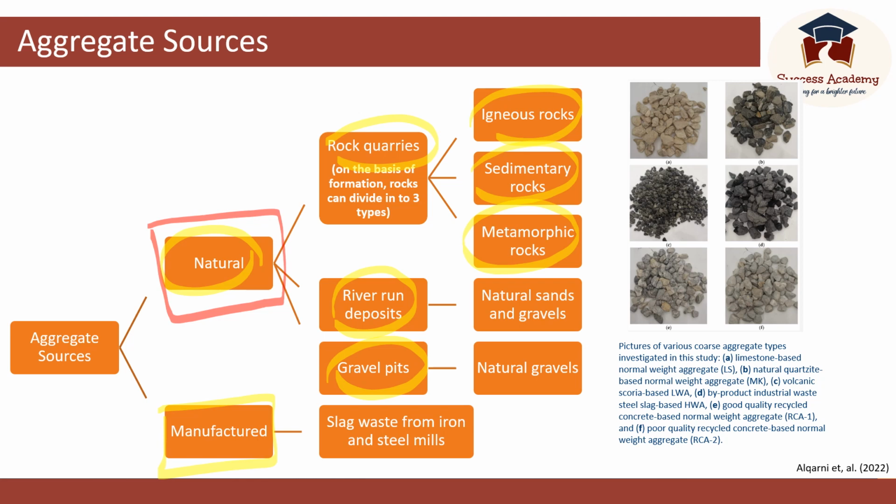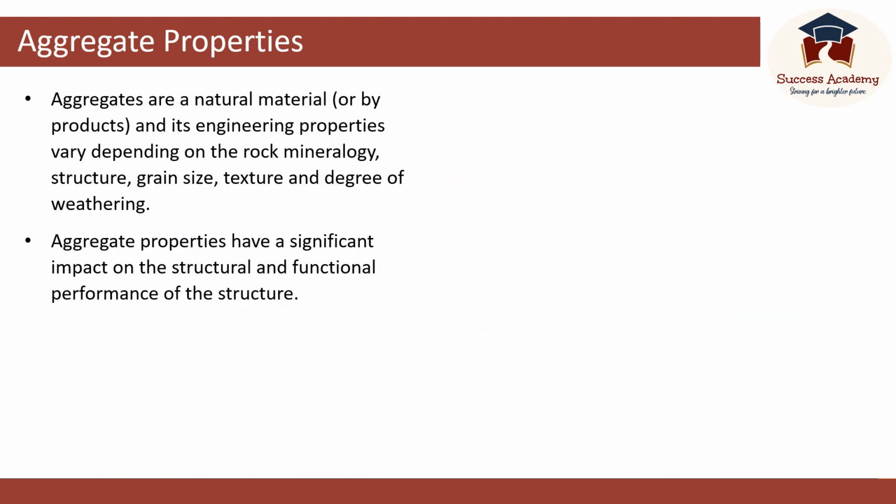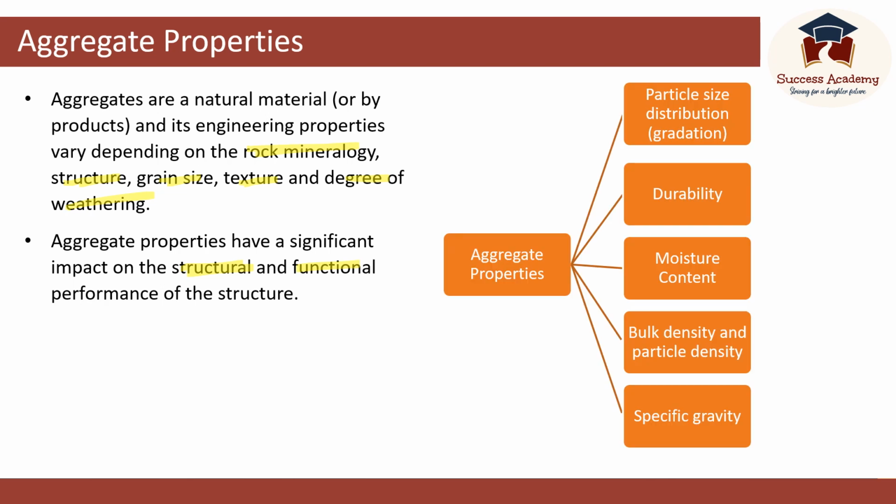Now we are going to look at the properties of aggregates. As we mentioned earlier, aggregates are natural materials, though they can also be industry byproducts, and their engineering properties depend on the rock mineralogy, structure, grain size, texture, and the degree of weathering. Also, aggregate properties have a significant impact on the structural and functional performance of a structure. So it is important to learn about the properties of aggregates. We are going to look at 5 important properties of aggregates: particle size distribution, which we call the grading, durability, moisture content, bulk density and particle density, and the specific gravity.